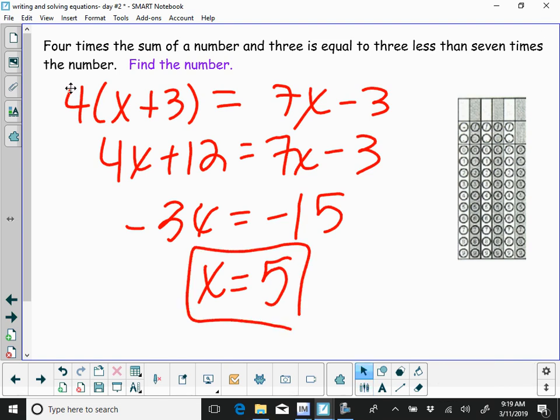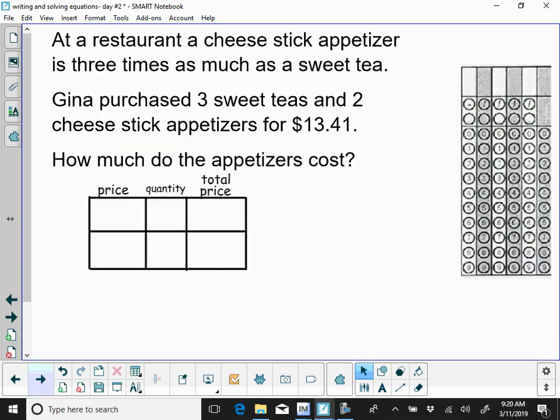Where does that x plus 3 come from? It says 4 times the sum of a number and 3. So you got to add a number and 3 and multiply it times 4. If you're trying to multiply something times the sum of something, you have to tell that problem to do this first and then multiply times 4. Yeah. All right. Okay. Go back to our price problem.